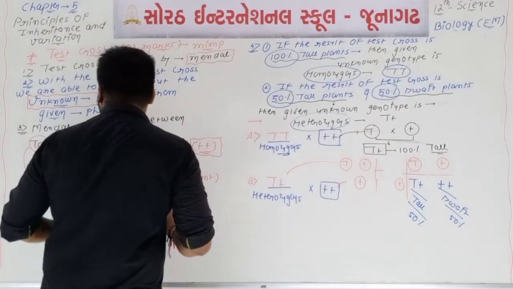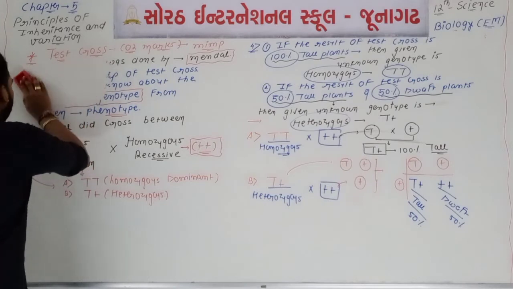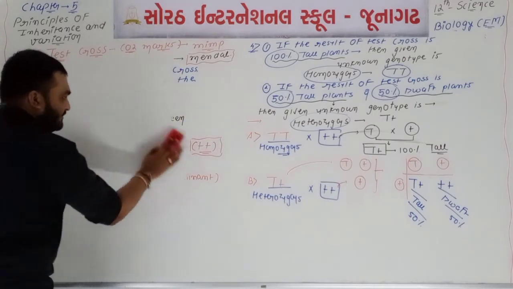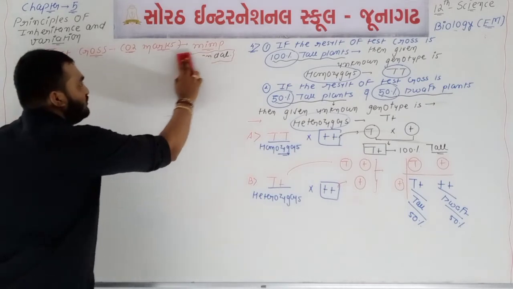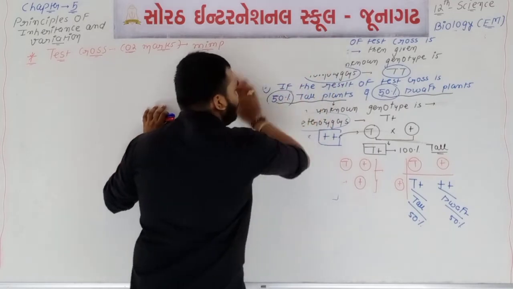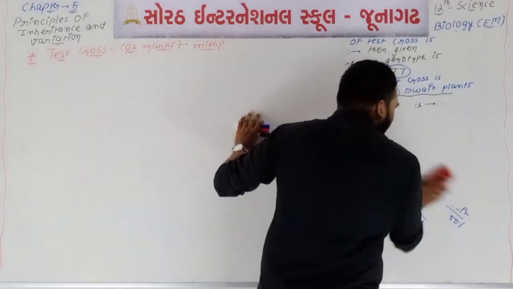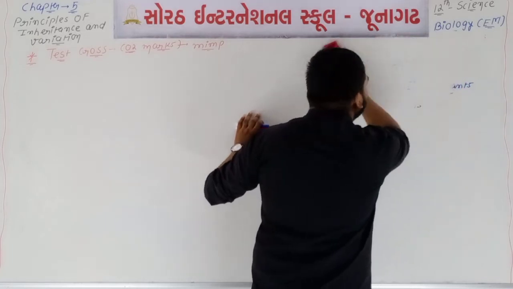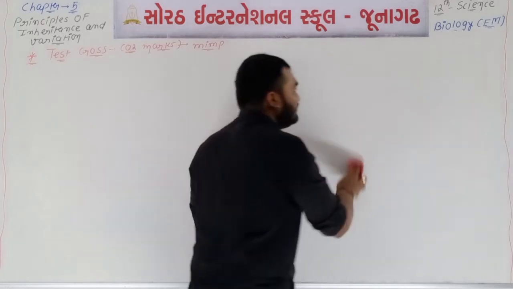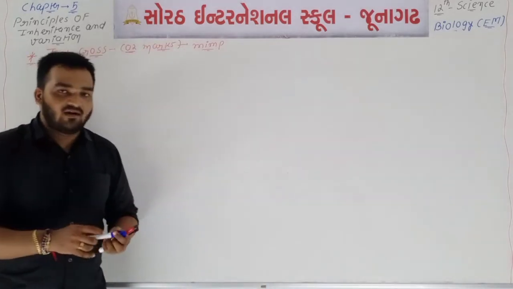So this question of test cross is completed, but in your textbook another example is given for the test cross. In your textbook another character is used, and this character is about the color of flower. So the first part of this question is completed, and in the second part we will understand the same test cross question with the help of another character, which is known as the color of flower.